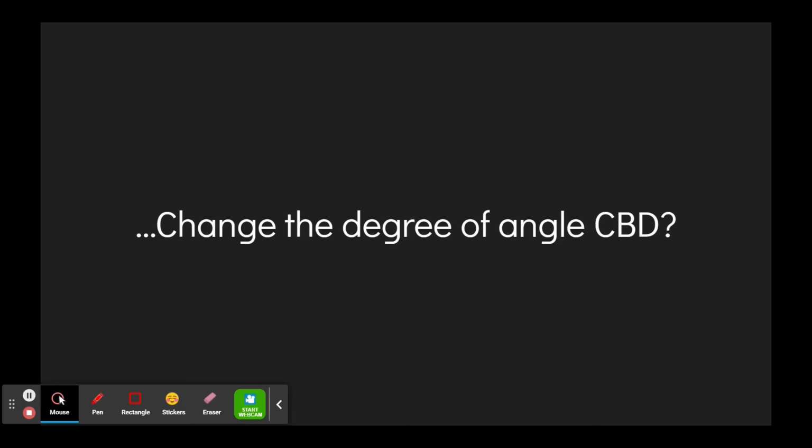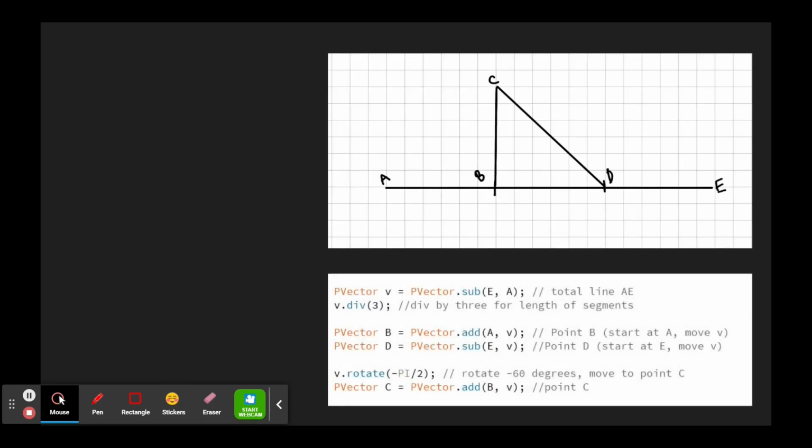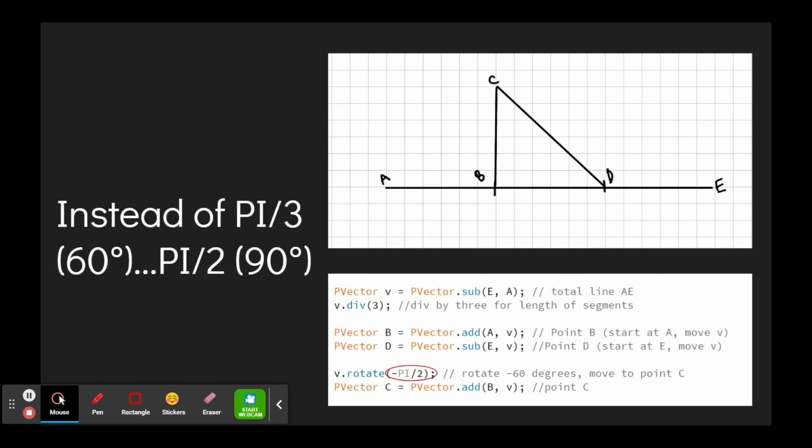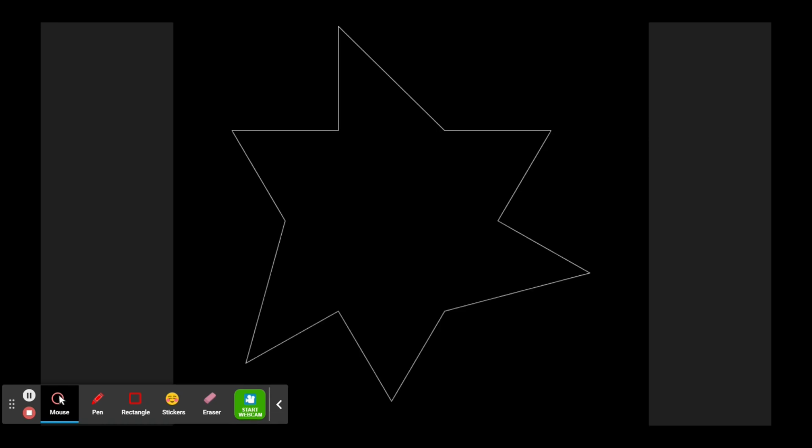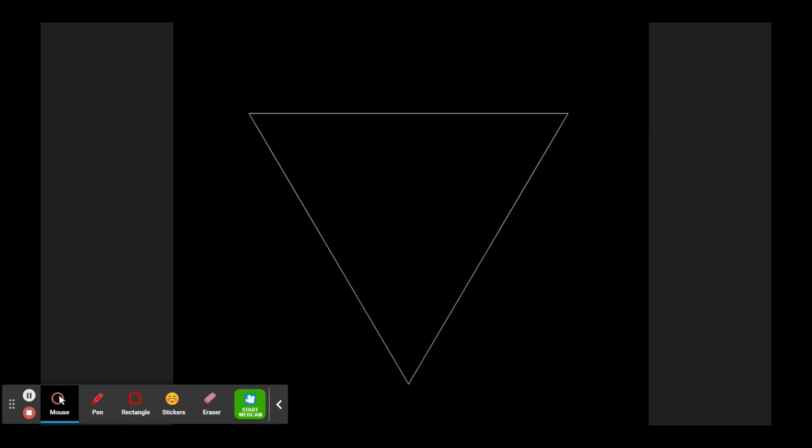What if we change the angle of CBD to 90 degrees? This code here controls the angle, and instead of pi by 3, let's change it to pi by 2. This gives us this funky shape, and you can see the iterations here in the GIF.